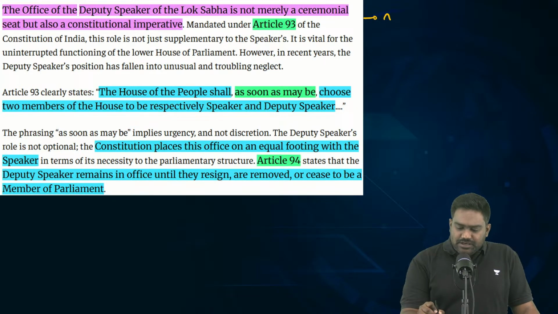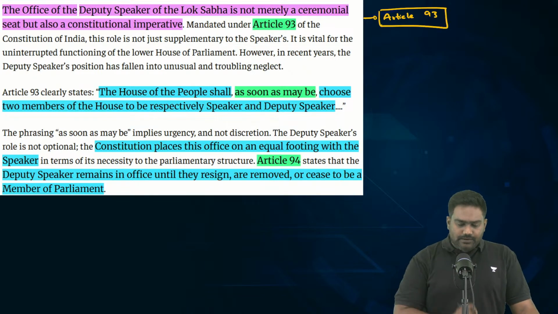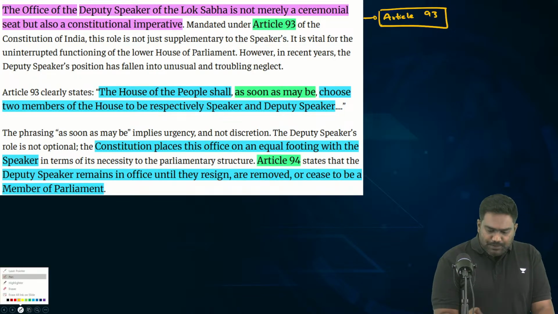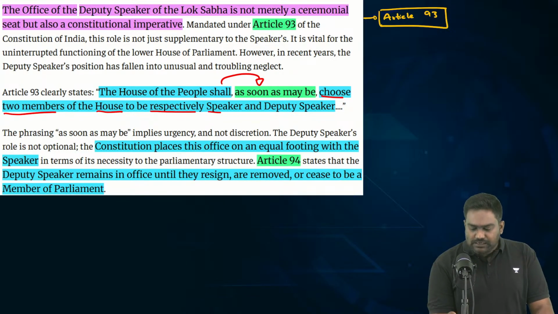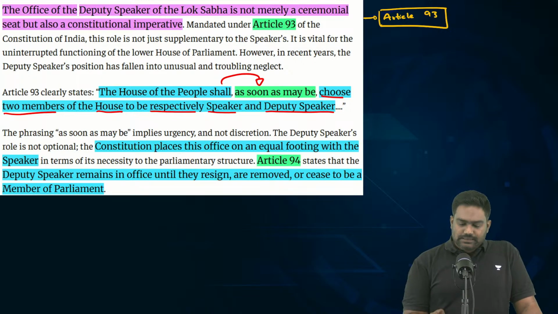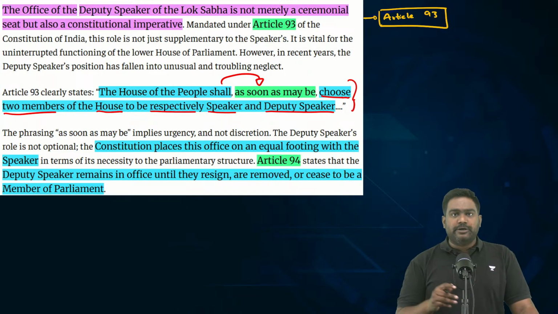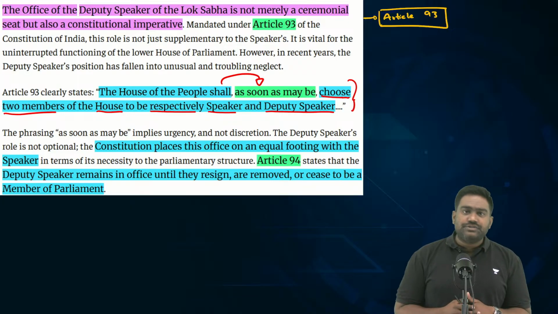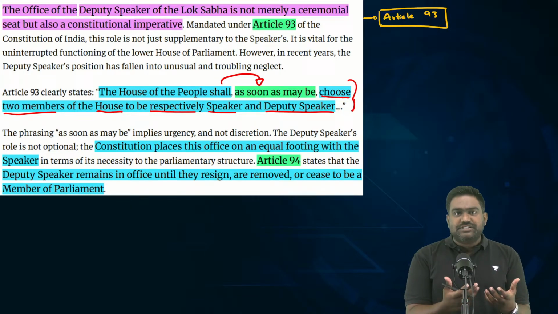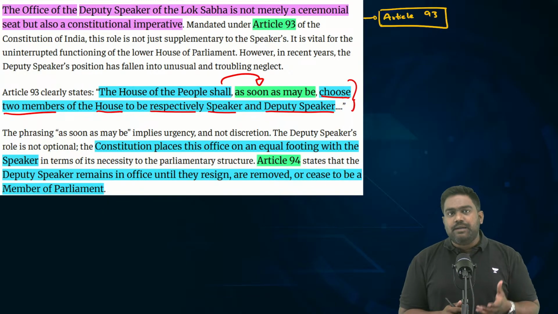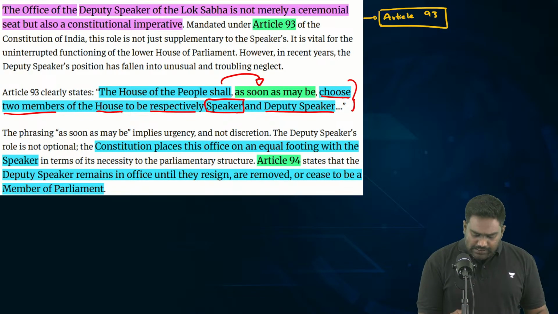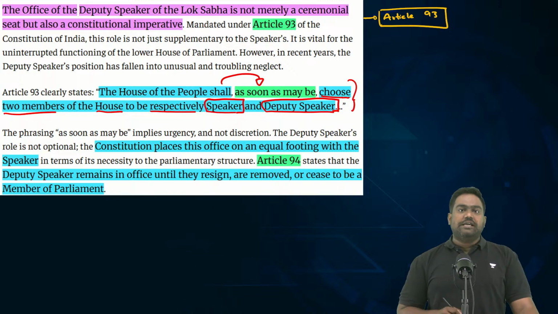Under Article 93 of the Indian Constitution, it has been clearly stated that the House of the People shall, as soon as may be, choose 2 members of the House to be respectively Speaker and Deputy Speaker. That is, once the House of the People is constituted after the latest round of elections, from amongst the MPs in the Lok Sabha, 2 of them have to be elected. They have to be elected amongst the MPs, one as the Speaker and another Deputy Speaker.